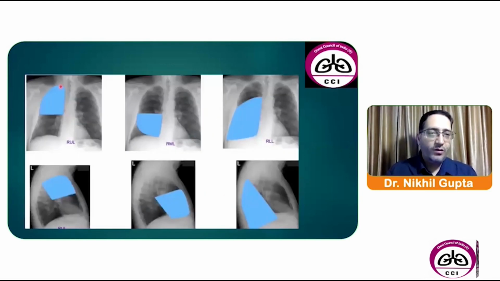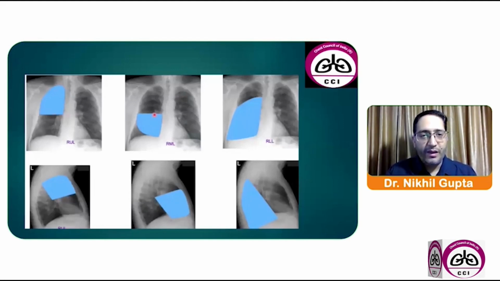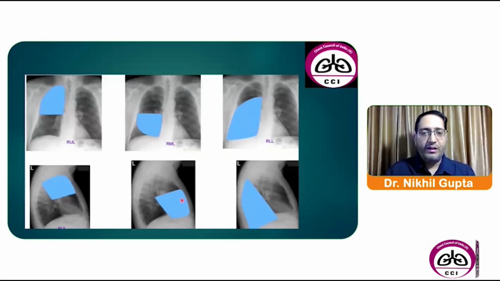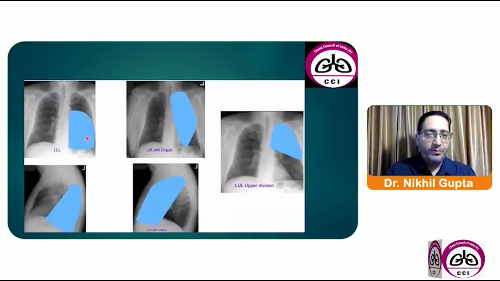So these are the lobes. This is the right lobe on anterior, and this is on the lateral, right upper lobe. This is the right middle lobe, seen on lateral. This is anterior, and this is the right lower lobe, as seen here. On the left side, this is the left lower lobe.